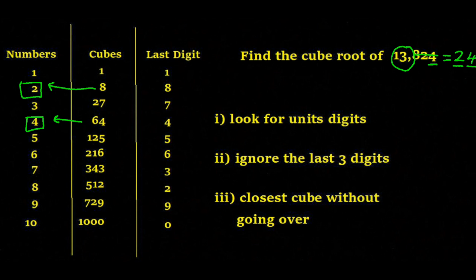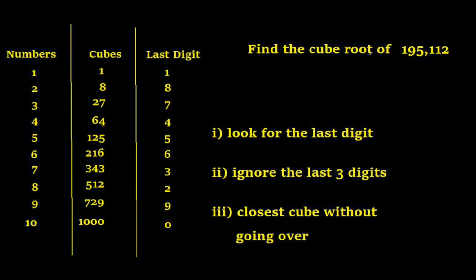Now let's do one more question. Find the cube root of 195,112. What is the very first step? Look for the last digit, which is 2. And now, which cube ends with 2? Here. And the related number is 8. Again, it will be a 2-digit answer because for all 4, 5, 6 digit numbers, the cube root will be only 2 digits long. So, 8 is the final digit of the answer.